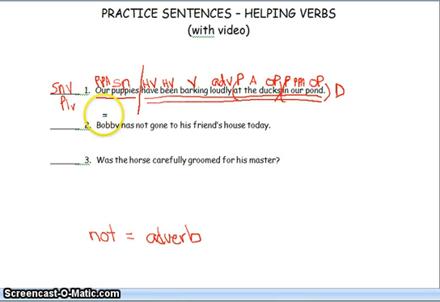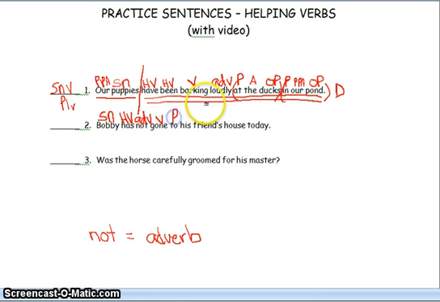Who has not gone to his friend's house today? Bobby. Subject, noun. What is being said about Bobby? Bobby has gone. Remember, not is an adverb, never a verb. So gone is our main verb. Has is our helping verb. And now we're going to stop right now, and this is going to sound really awkward, but it works. Bobby has gone how? And the answer is not, and we're just going to label that right away as an adverb. Okay, let's keep going.